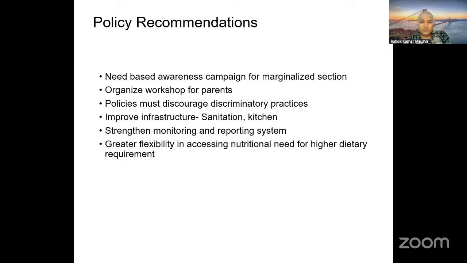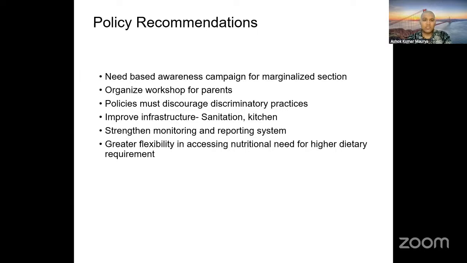And flexibility must be ensured, because if the children are coming from a background where they only have the taste of a particular kind of food, and that food is not included in the school, those children are already left out. So there must be greater flexibility, maybe by going into the community to see what kind of diets they have. A dietitian is not always needed for this, but flexibility can be ensured.